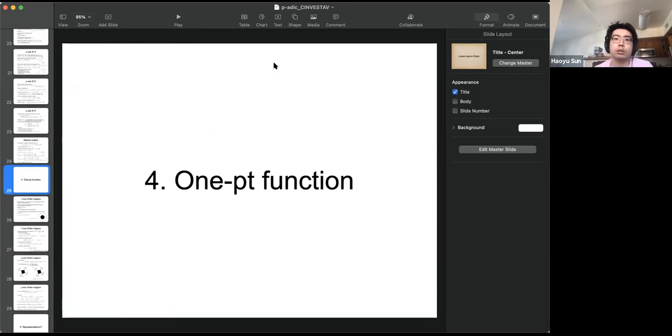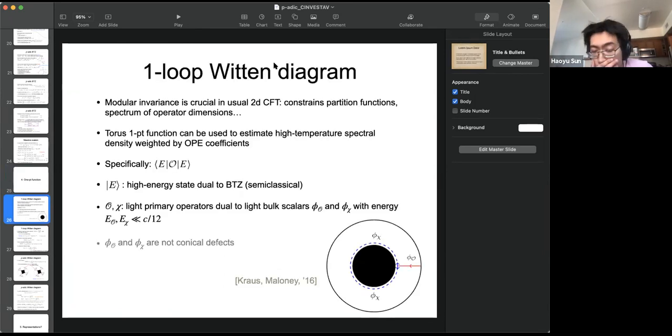Okay, so now we would like to look at the p-adic CFT from another point of view, again by resorting to the p-adic bulk spacetime. Our motivation comes from this one-loop Witten diagram. Before talking about the Witten diagram, let's step back and look at the ordinary 2-dimensional CFT. As is well known, modular invariance is very crucial in the theory of 2-dimensional CFT. It constrains the form of the partition functions, which gives you some combination of modular forms, and also the spectrum of the operator dimensions. In the bootstrap community, modular invariance also plays a crucial role.